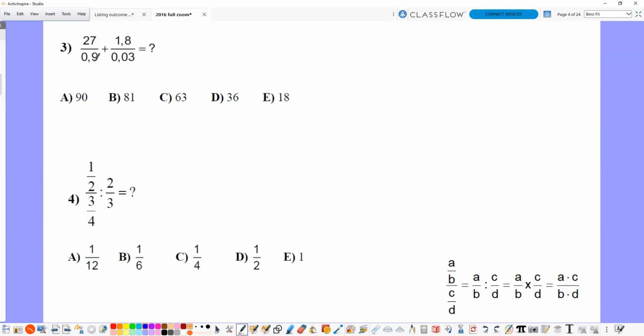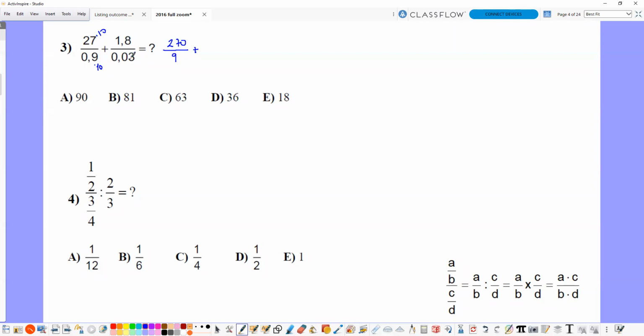So to get rid of the decimal point, I'm going to multiply this one by 10. So I'm going to multiply this one by 10 also. So the new fraction is going to be 27 times 10, 270. It's going to be 0.9 times 10, which is equal to 9. It should be a plus sign.